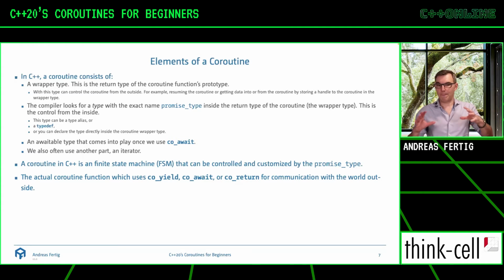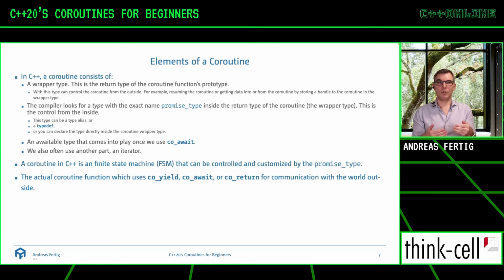And we can make it really beautiful, such that using and interacting with this coroutine feels natural, and we don't even see as users that there is a coroutine behind. The compiler then, as a second ingredient, looks for a type with the exact same name as on the slide, promise_type, inside our wrapper type. So inside the return type of our coroutine, the compiler looks for a type, promise_type. And with this promise type, we can control the behavior of the state machine. We can configure it. There are a lot of customization points to trim it to our needs.